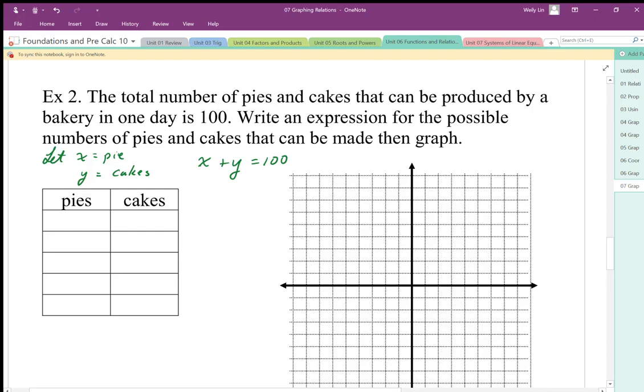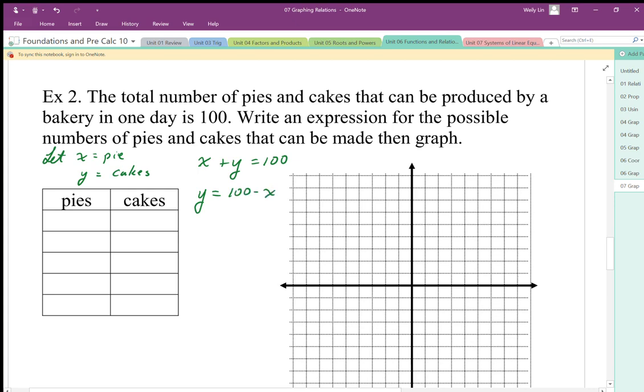And I can make my table of values based on this. I could have done it without it. I could have just started making some numbers, 50 and 50, etc. But I'm going to start with my equation. Again, I've made my y my output, so I'm going to rearrange my y so that it's a little bit easier to see the output like that. Okay, we can write it like that, or we can write it as 100 minus x.